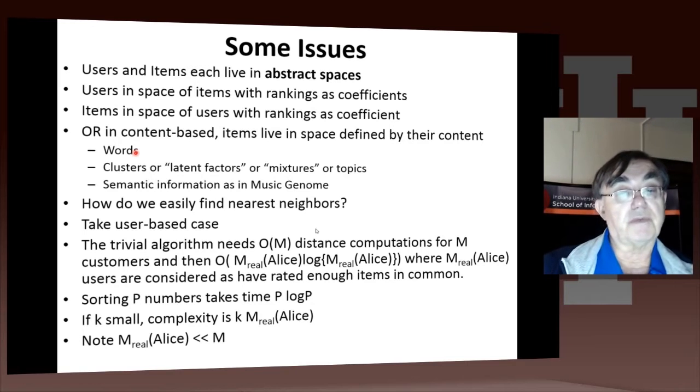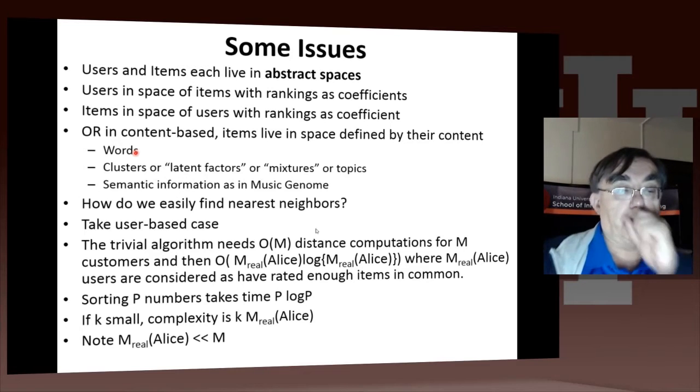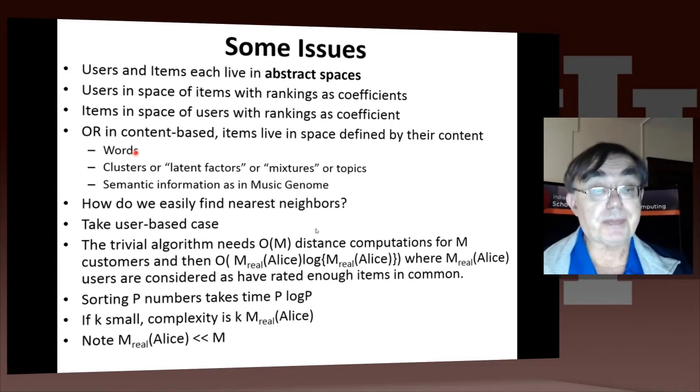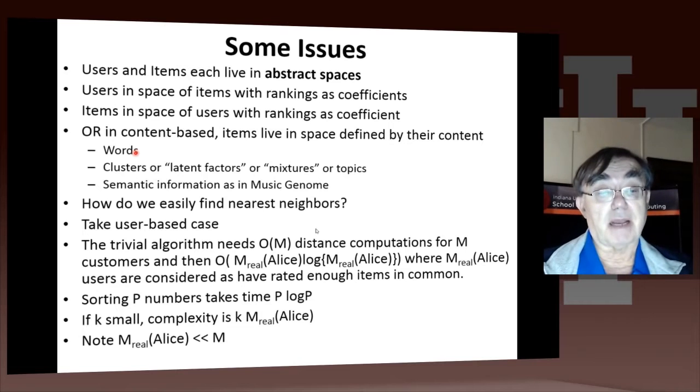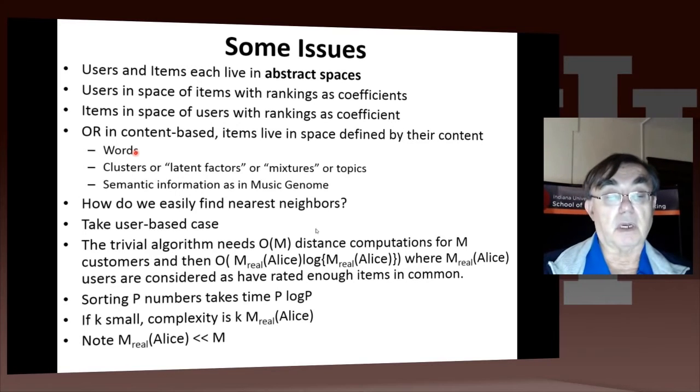Here we have a little discussion about what it takes to find nearest neighbors. We have probably a pretty inefficient Python code later on, so let's not actually do that. We'll illustrate it for the user-based case. If we have M customers, we obviously have M distances to calculate. Then if we're looking at Alice, we need to find the users which have rated enough items in common, and we have to sort those distances, and that takes a time of order M log N.